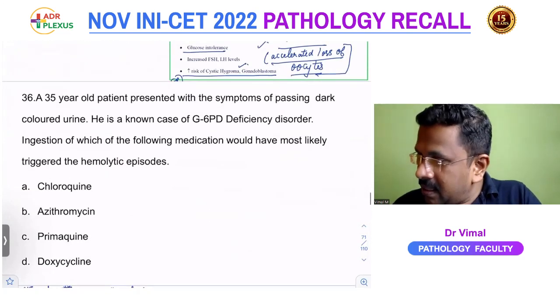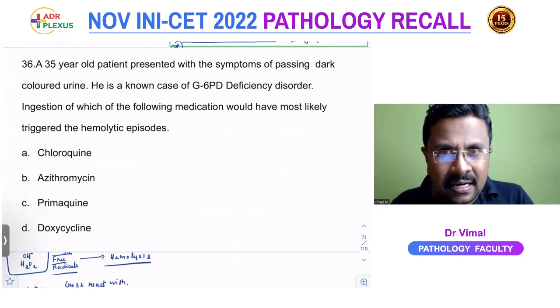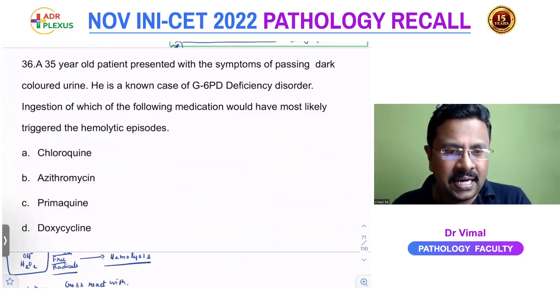Gonadoblastoma. Yes, the next question is: a 35-year-old patient presented with the symptom of passing dark-colored urine. Remember this word I told you: dark-colored urine, high-colored urine, cola-colored urine, all tell you that there is hematuria. So here there is hematuria. It is a known case of G6PD deficiency disorder. Ingestion of which of the following medications would most likely have triggered the hemolytic episodes?